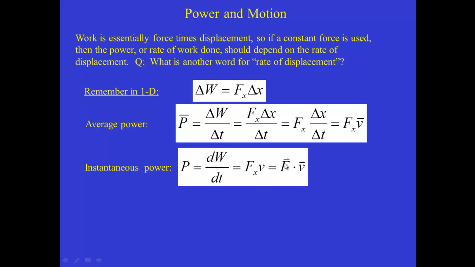Or, if the force is not along the same direction as the velocity, what we really need to use is the dot product, because then it allows us to find this power term for an arbitrary direction of the force and an arbitrary direction of the velocity vector.